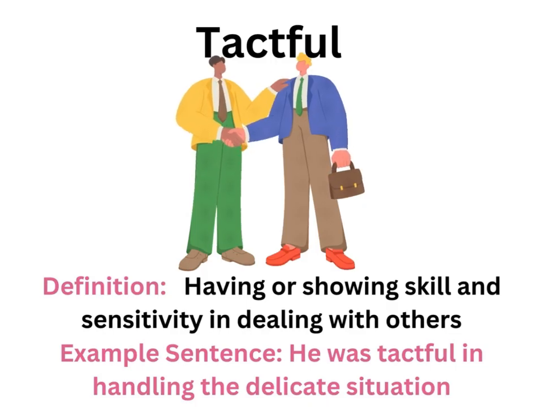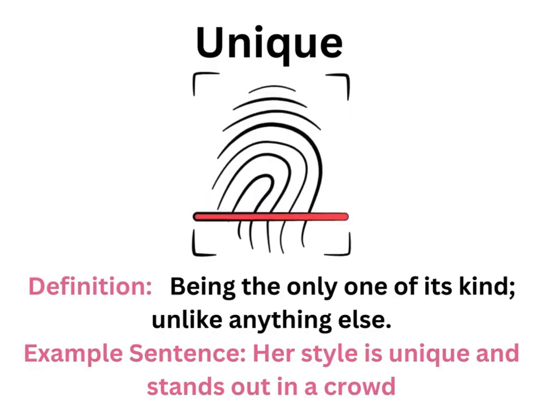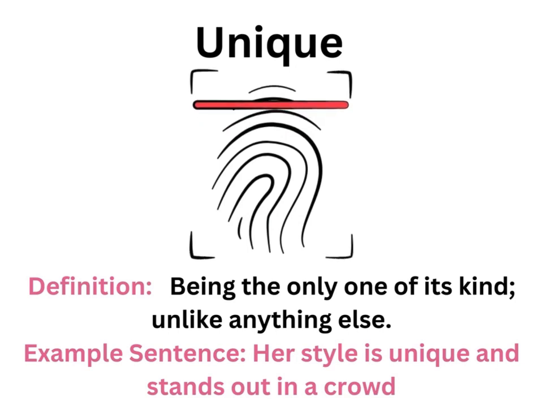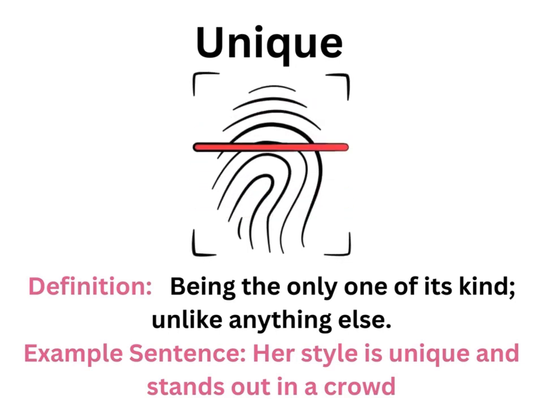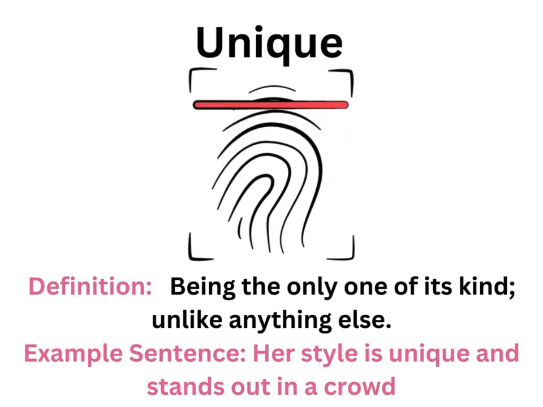Tactful. Definition: having or showing skill and sensitivity in dealing with others or with difficult issues. Example sentence: he was tactful in handling the delicate situation. Unique. Definition: being the only one of its kind, unlike anything else. Example sentence: her style is unique and stands out in a crowd.